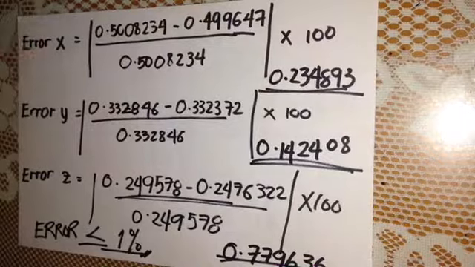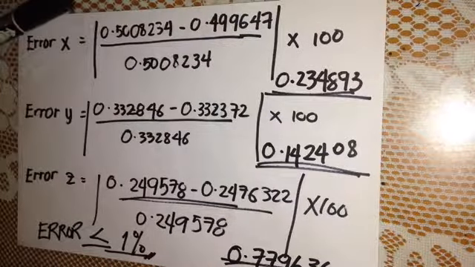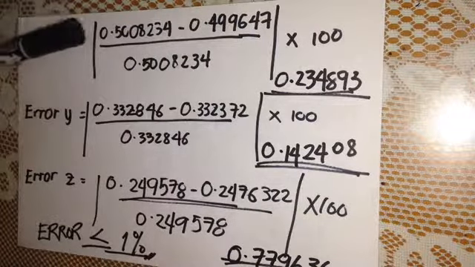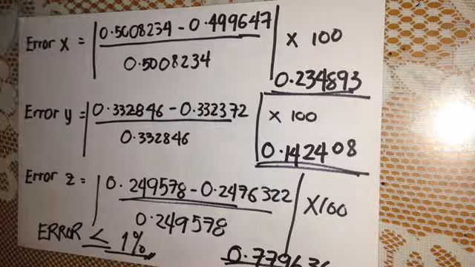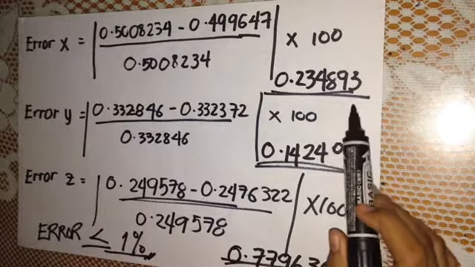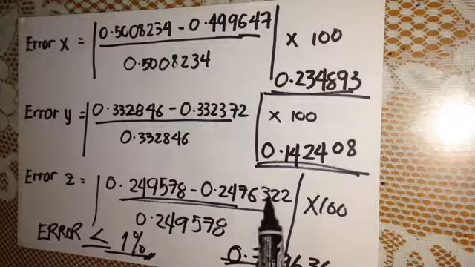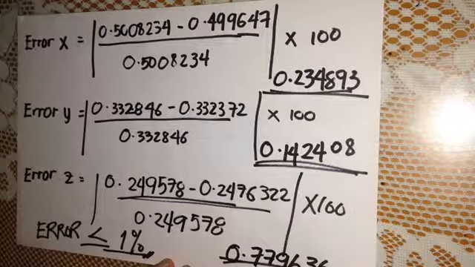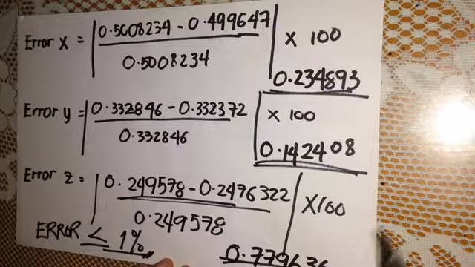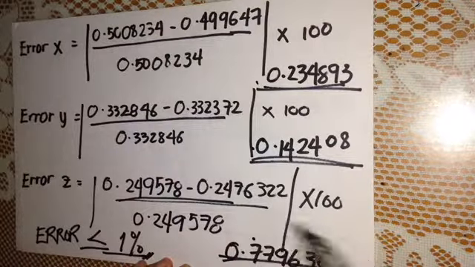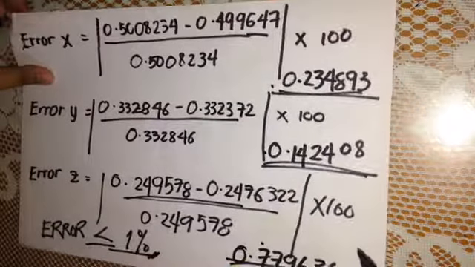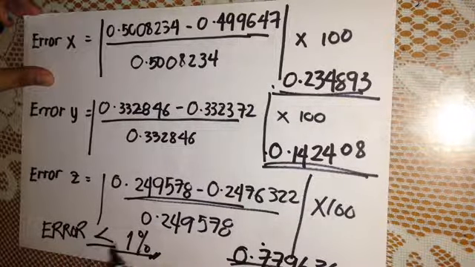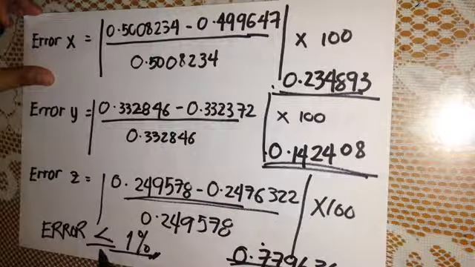Solving for the error of x, y, and z, substituting the value of the current minus previous over current times 100. For the error x, we have 0.234893, and for the error y, we have 0.142408, and lastly, for the error z, we have 0.779636. Now, we will solve for the error average, which is equivalent to adding the value of these 3 and dividing by 3. And surely it is satisfied that the error is less than or equal to 1%.